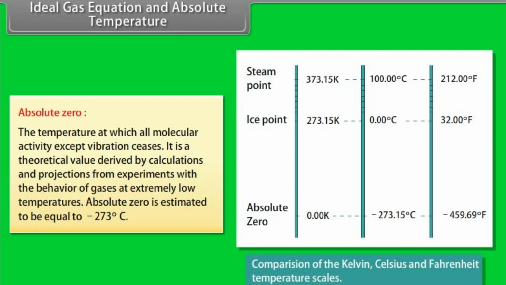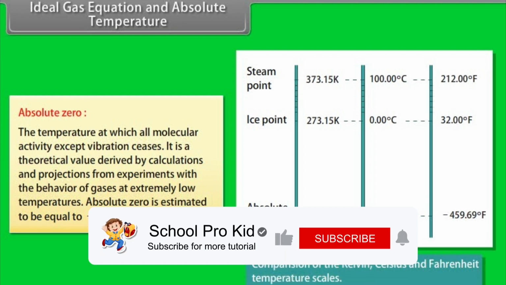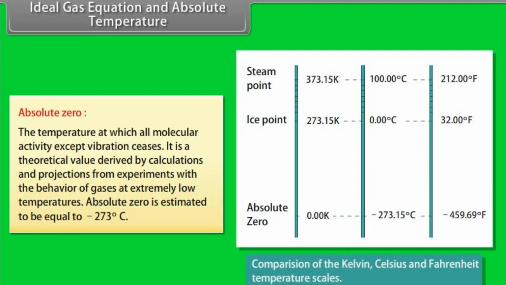It is a theoretical value derived by calculations and projections from experiments with the behavior of gases at extremely low temperatures. Absolute zero is estimated to be equal to minus 273 degrees Celsius.